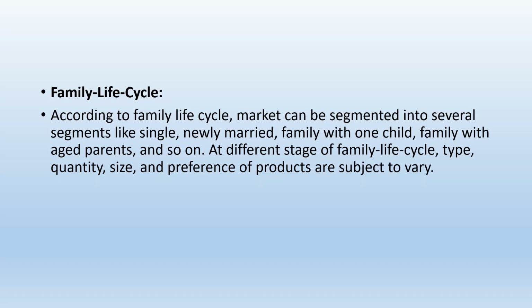Then family life cycle. According to the family life cycle, the market can be segmented into several segments like single, newly married, a family with one child, a family with aged people, and so on. At different stages of the family life cycle, the type, quantity, size, and preference of the product may vary. Whether the members living in the family are two, three, or single, the type of product preferred is also different. Why would a single person purchase so many products for himself? When the family is big, only then will he purchase in large quantity, no?